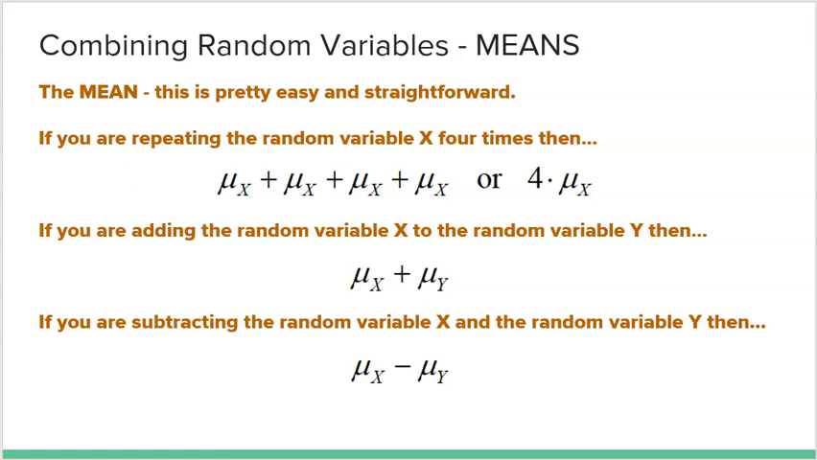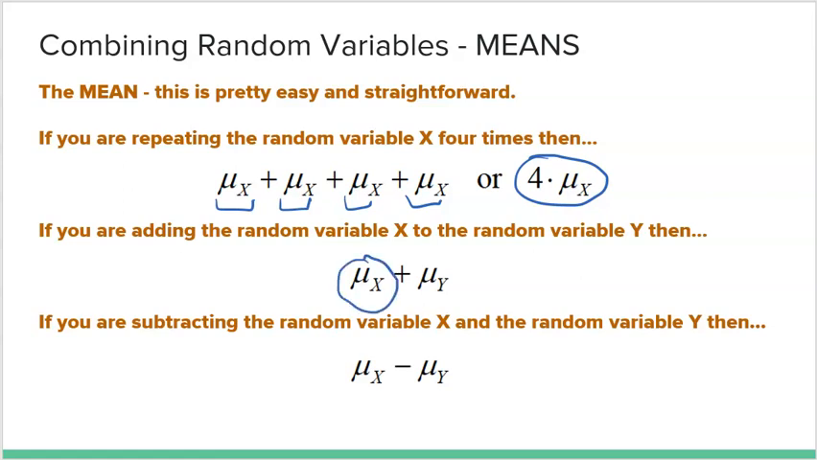First, let's talk about how combining random variables affects means. This is pretty easy and straightforward. If you're going to repeat a random variable multiple times, you simply take the mean multiple times. If I'm going to sell sweatshirts for 4 days, then I'm just going to look at each day's expected value and add them together. Now, as long as it's the same each day, you could make that a little bit faster by using multiplication.